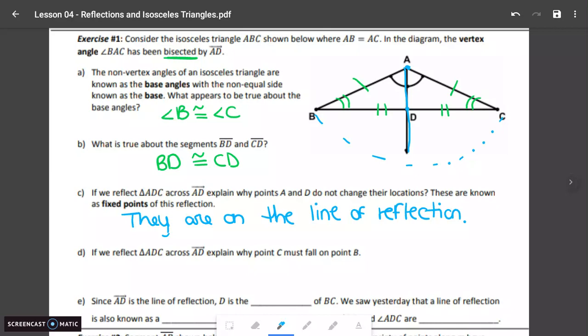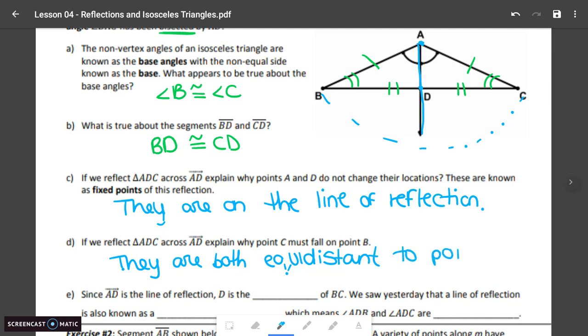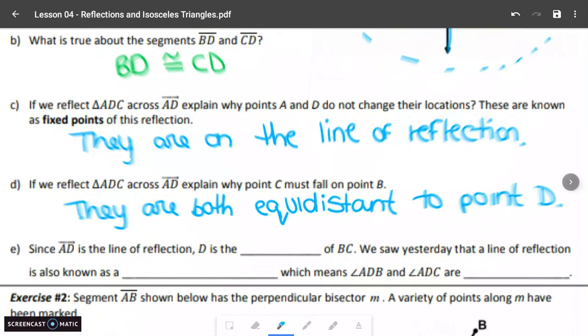And if we reflect triangle ADC across AD, explain why C must land on point B. They're equidistant from each other. And they're both equidistant to point D. That means it's going to be the two equal sides coming in. Since AD is the line of reflection, D is the midpoint of BC.